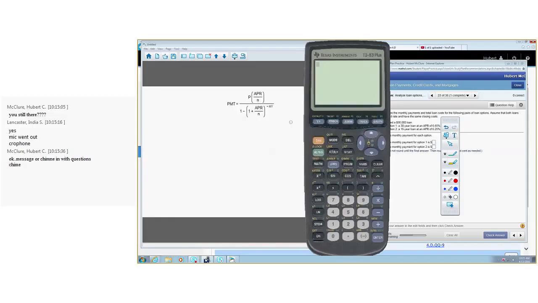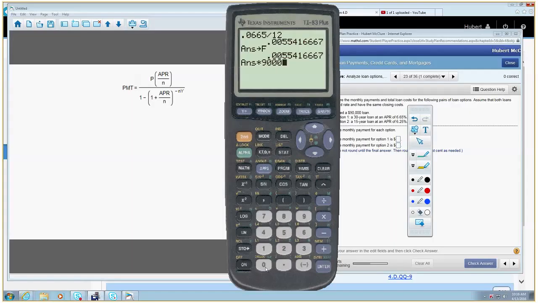So what's our APR? 0.0665. 0.0665 divided by 12 is going to be that number. I'm going to save that as fraction. Stow, alpha, fraction. Enter. And we're going to multiply that by 90,000. And that's that number. We're going to stow that, alpha, numerator. And then we got our fraction right here, plus 1, but I'm going to flip it. So I'm going to do 1 divided by, parentheses, 1 plus my fraction, alpha F, close parentheses.